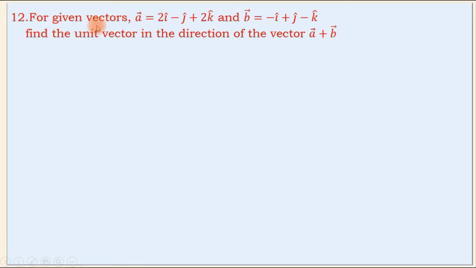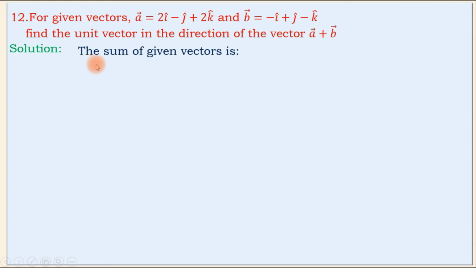Next, problem number 12. For given vectors, a vector equals 2 i cap minus j cap plus 2 k cap and b vector equals minus i cap plus j cap minus k cap, find the unit vector in the direction of the vector a vector plus b vector. Means the unit vector in the direction of sum of two given vectors.